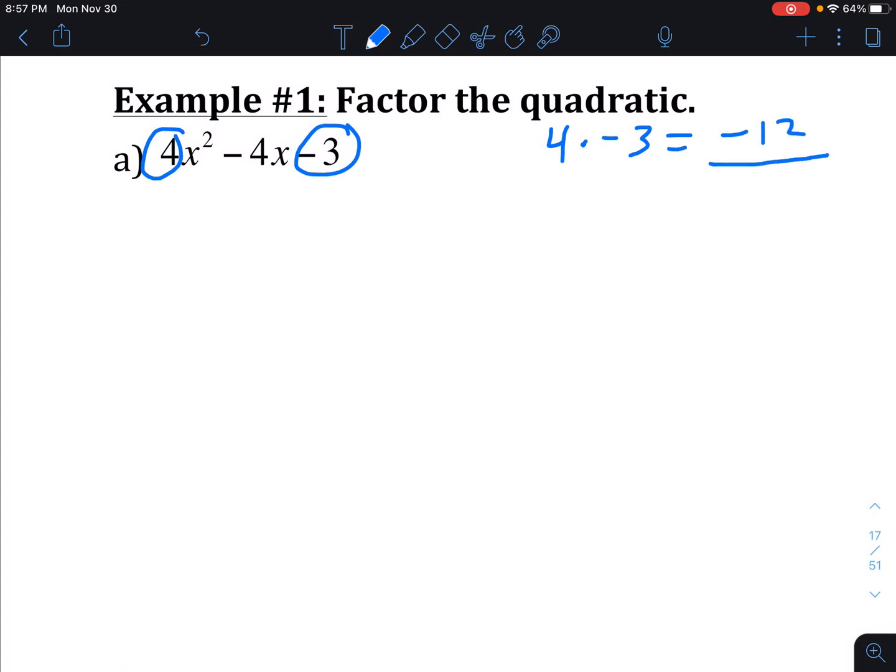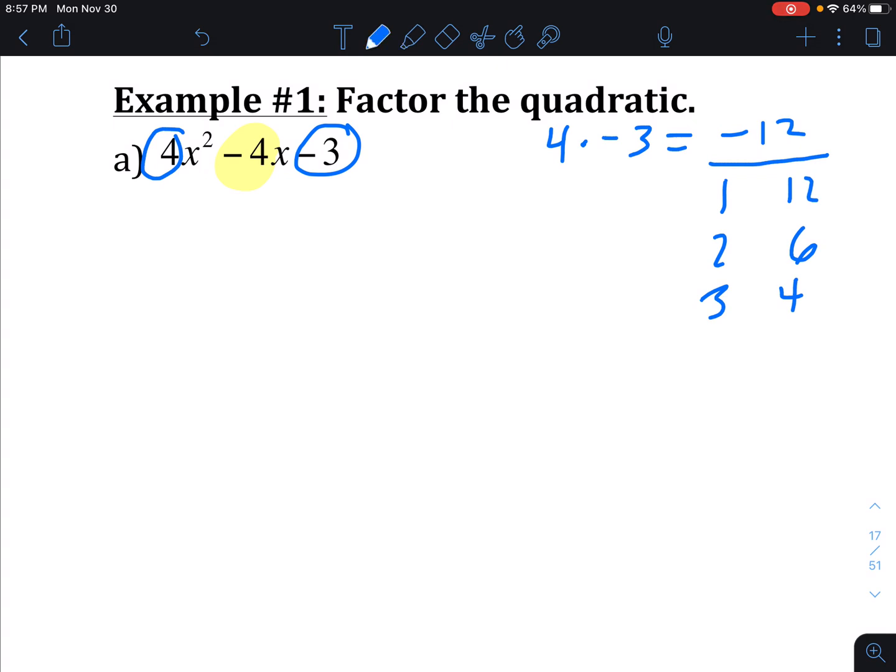Now this number negative 12, you now want to write down the factors of it. 1 and 12, 2 and 6, 3 and 4. Now, which pair do I choose? This is now where you look at the B term, negative 4. So what you want to do is take two numbers that subtract to get negative 4. Notice I say subtract, not add. That is because the C term is a negative. And remember the sign rules for the C term when it's a negative is plus minus.